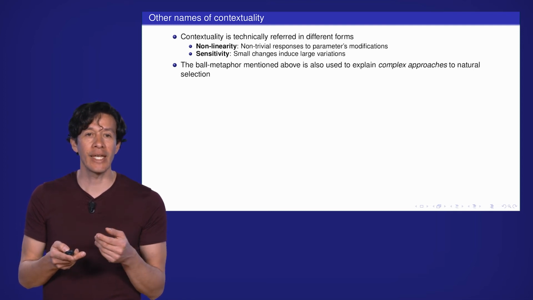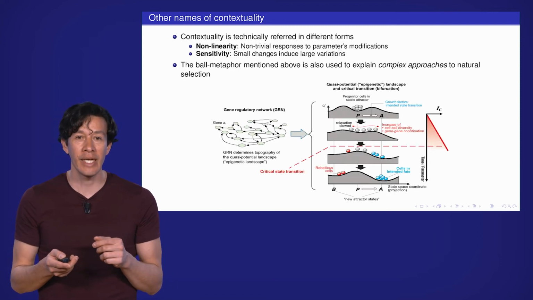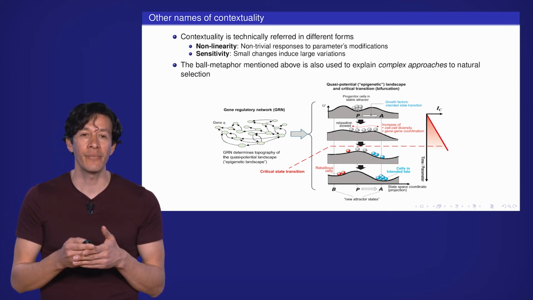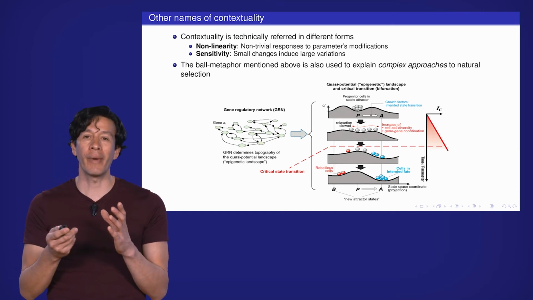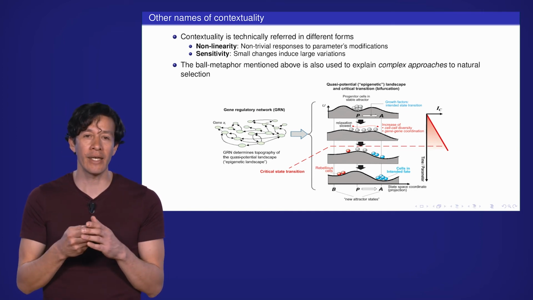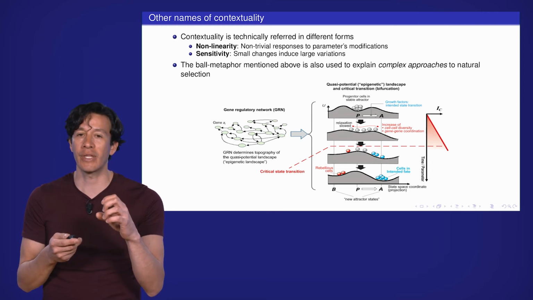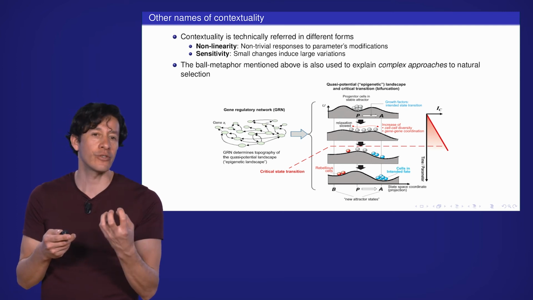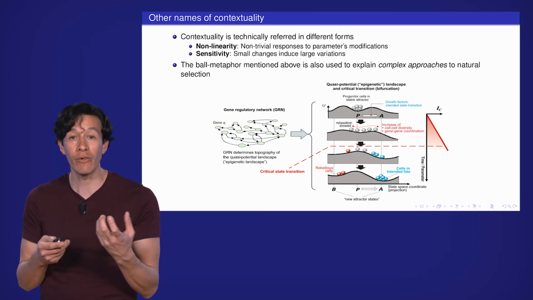Now, interestingly enough, the ball metaphor can be used to explain complex approaches to natural selection. Indeed, in this example in the slide, you can see a gene regulatory network, which, to put it in a very simple way, is a microbiological entity, something that is part of what the cell needs to survive. And these gene regulatory networks evolve.